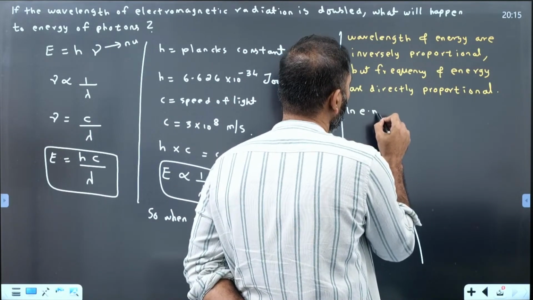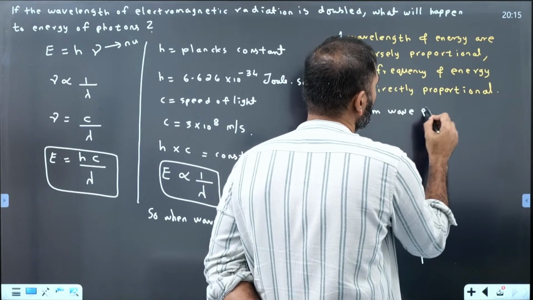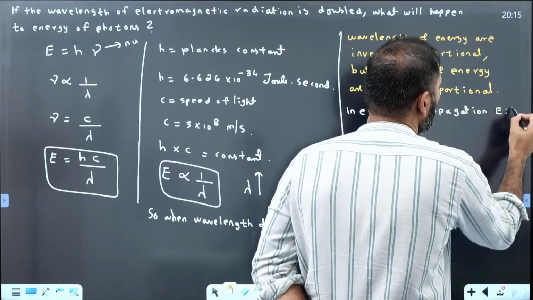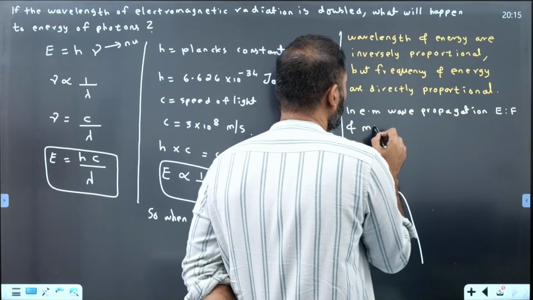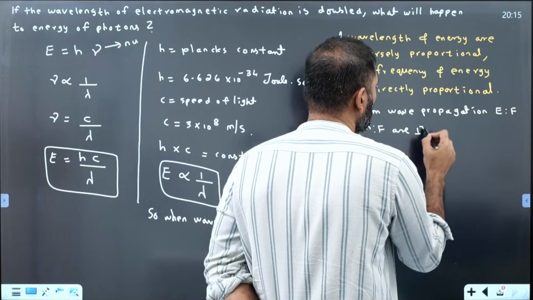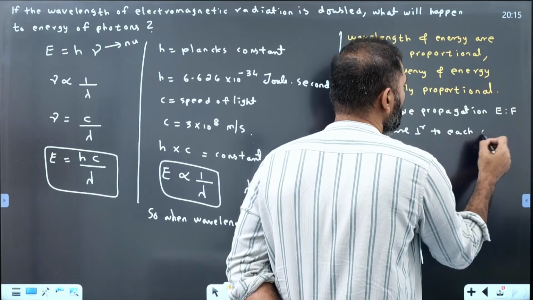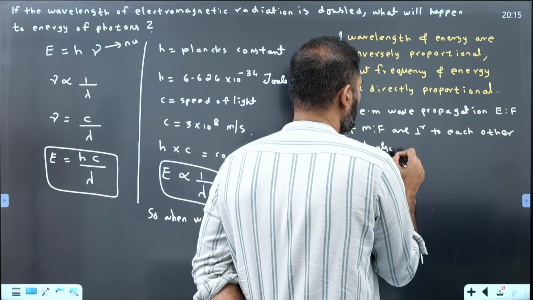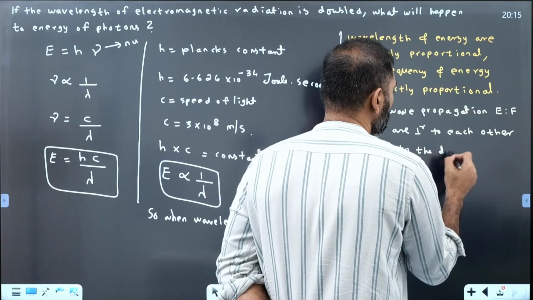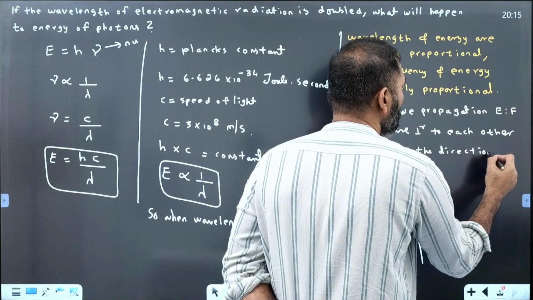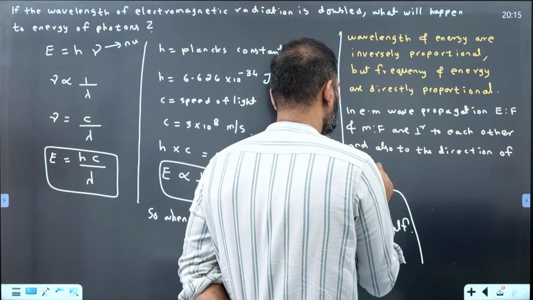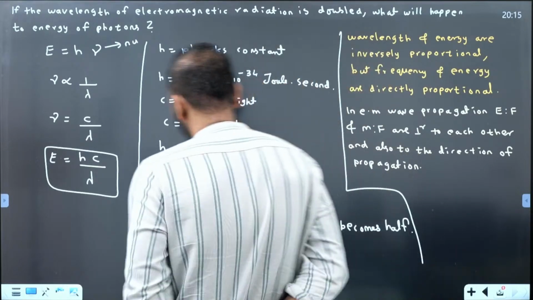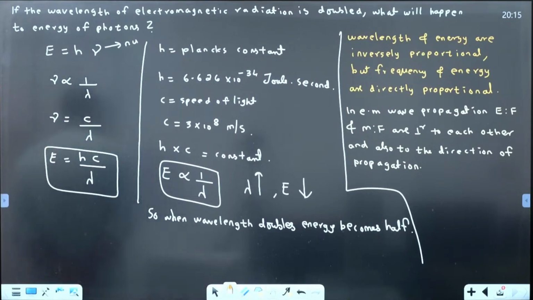In EM wave propagation, electric field and magnetic field are perpendicular to each other and also to the direction of propagation. Perpendicular to each other and also to the direction of propagation. Any doubt?